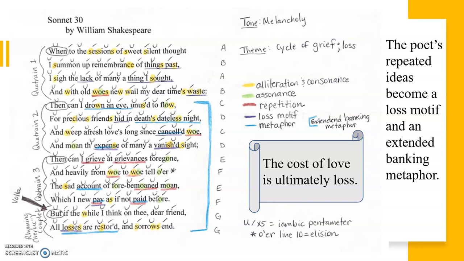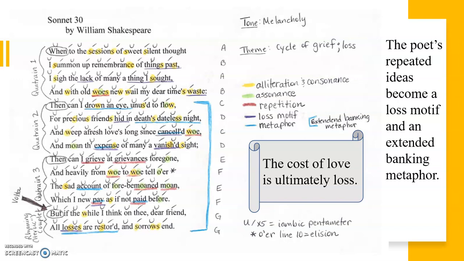Then we start to see the metaphors emerge. As I mentioned in quatrain 2, drown an eye is a metaphor. Death's dateless night is a metaphor, and it's a very common one actually in Renaissance poetry, English Renaissance, Elizabethan poetry. Night is used very frequently as a metaphor for death. Then I also started seeing that there's another metaphor emerging that goes along with canceled and expense, and I'm going to call it a banking metaphor, and then realize that it's an extended metaphor that comes throughout this section of the poem from quatrain 2 to the end.